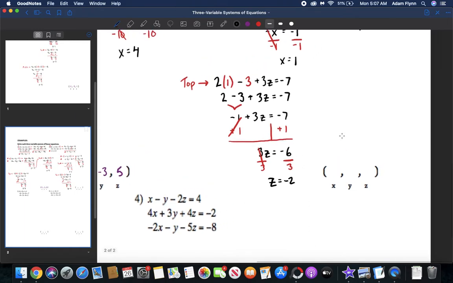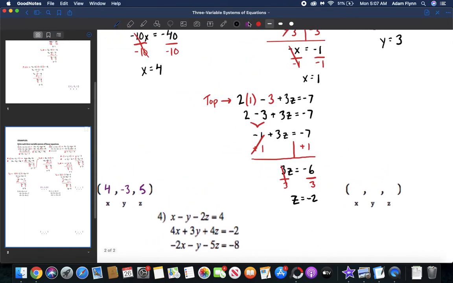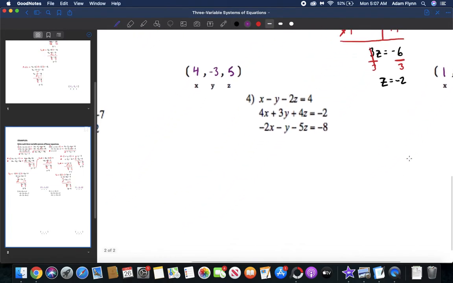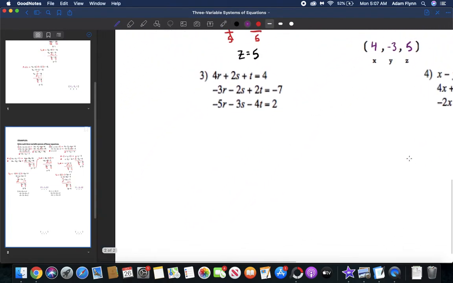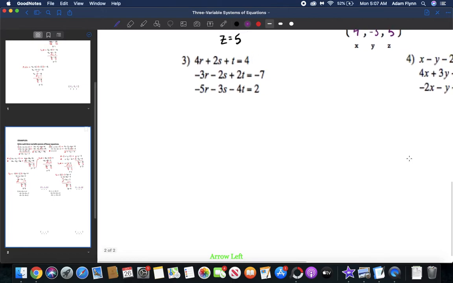Okay, so the solution to this system of equations is going to be 1 for x, 3 for y, and -2 for z. Okay, we've got a couple more left. Hopefully by this point we're starting to get the hang of it a little bit.